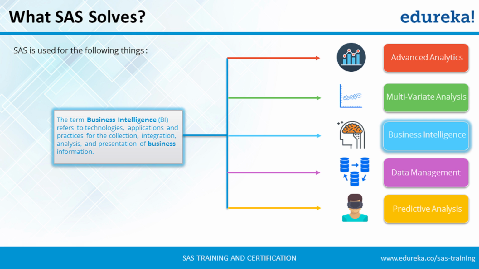So whenever you have something going on in your business and you want to understand how your business is doing, that involves some techniques, right? So business intelligence basically means that you are referring to technologies, applications, and practices which lead to collection, integration, analysis, and the presentation of the business information that you want to understand, right? So using tools you do this, and SAS is an all-in-one for this. So using SAS, you can look into your business information.